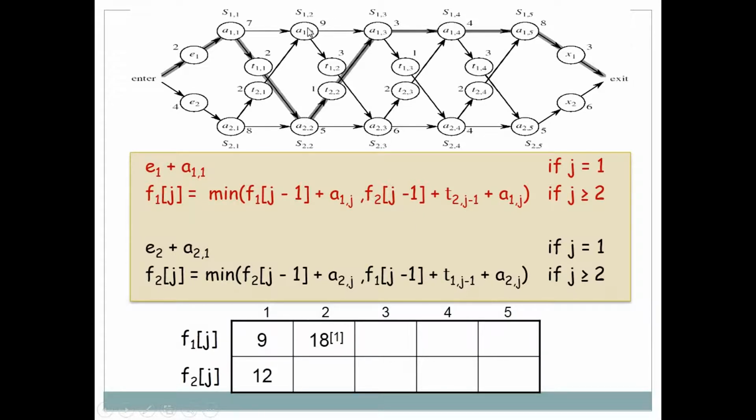So here our cost of f1j for j is equal to 2 will be 18. And again for this station, find the minimum from f2 j minus 1 plus a2j and f1 j minus 1 plus t1 j minus 1 plus a2j. First of all, f2 j minus 1 means 12 plus a2j means 5. So 12 plus 5 will be 17.